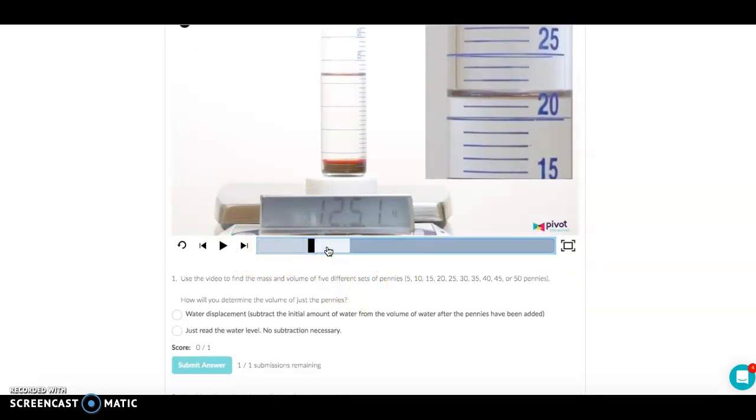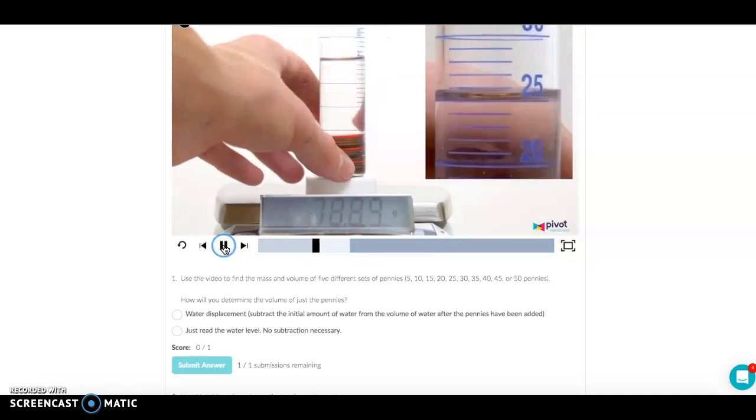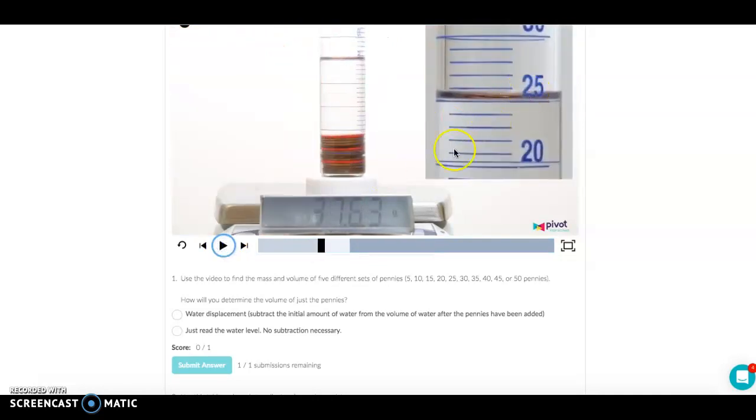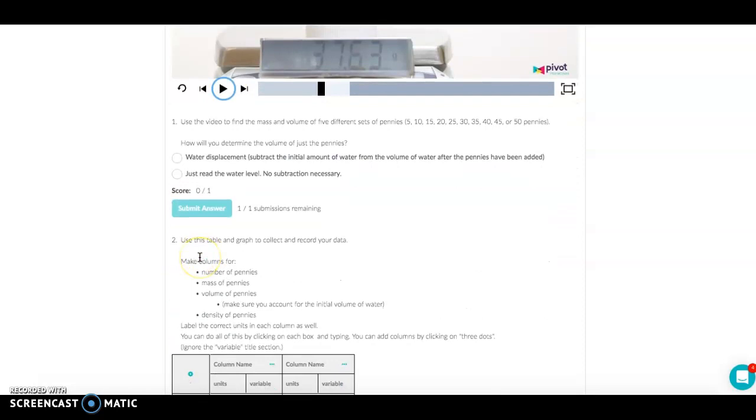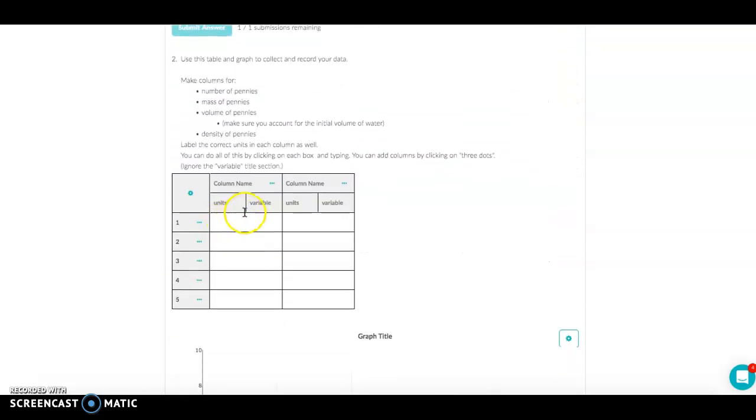There's many more trials here with more pennies. As we play ahead, there's more pennies, the more volume. Answer these questions. The main thing I want to show you here is the data table. You can type in the name here. So it says make columns for these 4 things.